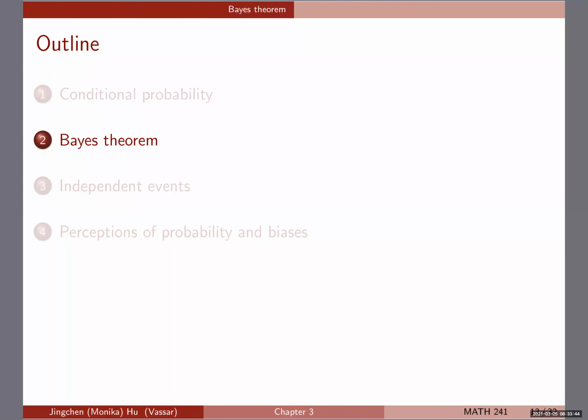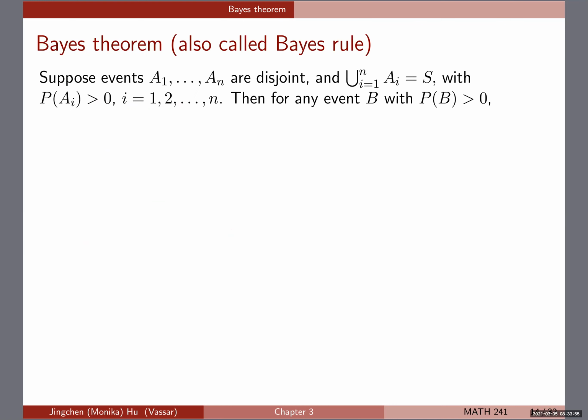Okay, now we're ready to talk about Bayes' theorem, which, as you will see, is an application of conditional probability, and in particular also the law of total probability. Bayes' theorem, also called Bayes' rule. As we start to read the definition, you notice we are looking at a partition, A1 to AN. They're disjoint, and their union is the sample space. So what this is saying is that, just like what we defined earlier, A1 through AN is a partition of the sample space S.